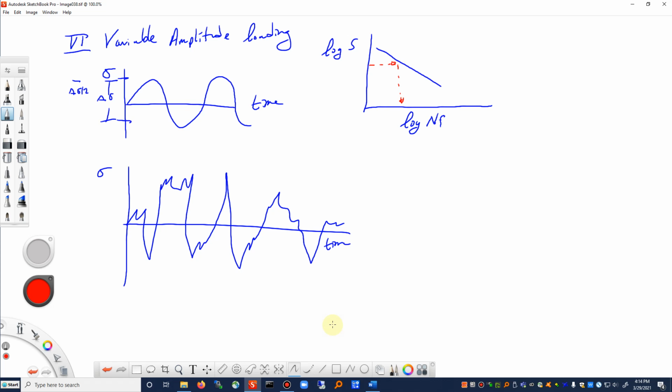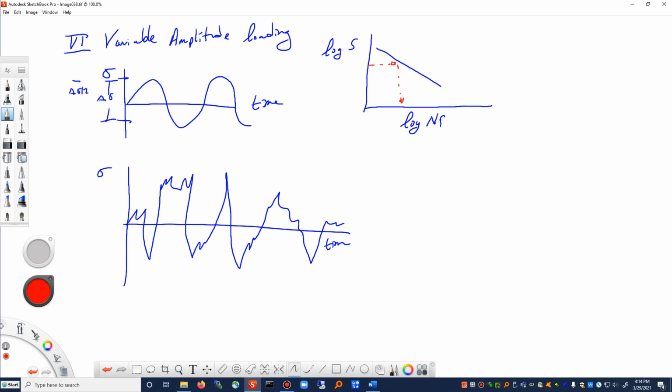So when people first approached this problem, going back before, say, 1960, there were different things that we can do to figure out what's going on with it. In general, we can come up with a sequence of things that we need to know to be able to do a life calculation on variable amplitude loading.